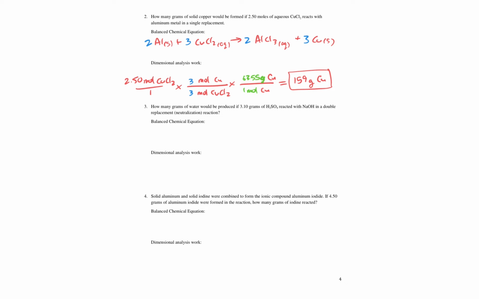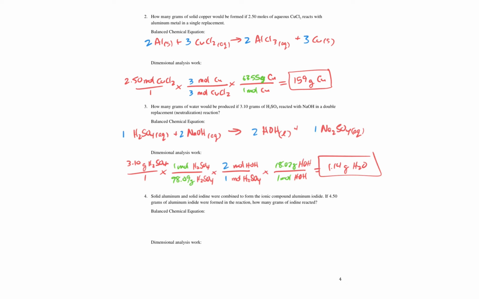Okay, in this first reaction, we have the same reaction as before, but this time we have 2.50 moles of copper(II) chloride, and we're asked to find the grams of copper that would be produced in the reaction. Again, we do a mole ratio to go from moles of copper(II) chloride to moles of copper. Then we use the molar mass of copper to go from moles of copper to grams of copper, and our final answer to 3 sig figs is 159.